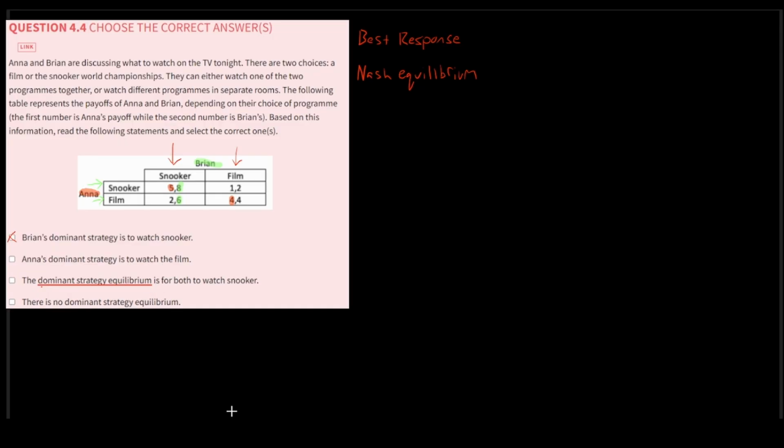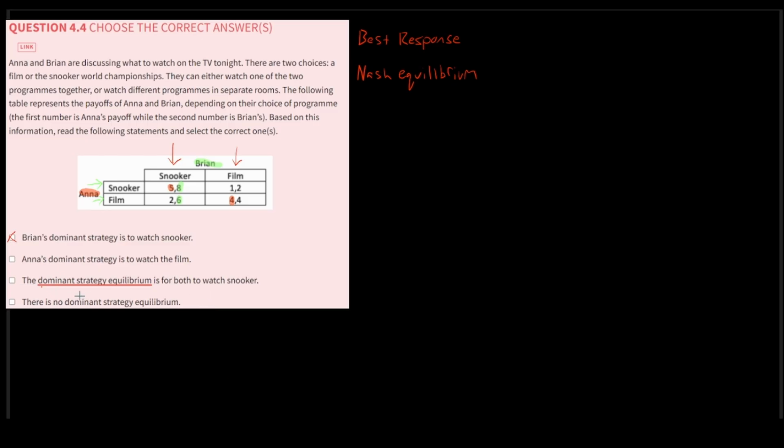And it doesn't have a dominant strategy. So there is no dominant strategy equilibrium. We do have our Nash equilibrium. That is where we have overlapping best responses, but that is not a dominant strategy equilibrium. So that's a false statement.